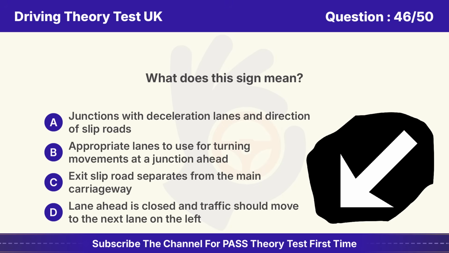Question 46. What does this sign mean? Option A. Junctions with deceleration lanes and direction of slip roads. B. Appropriate lanes to use for turning movements at a junction ahead. C. Exit slip road separates from the main carriageway. D. Lane ahead is closed and traffic should move to the next lane on the left.